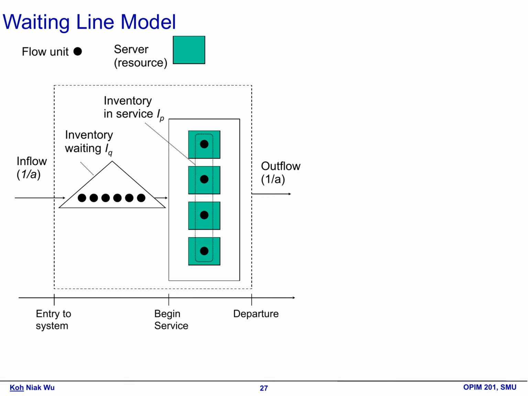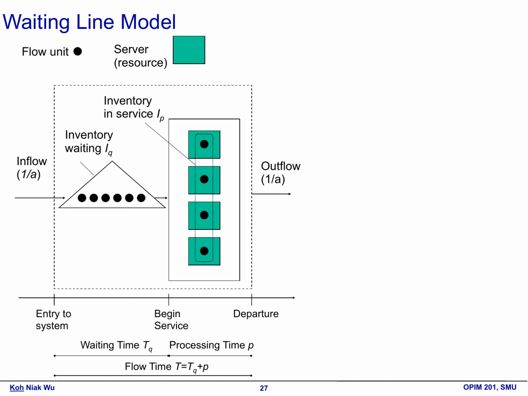After waiting, customers move to the server, the resource that provides the service. The server helps each customer one at a time. When the process is complete, customers depart from the system. This outflow is shown as leaving the server and moving on.